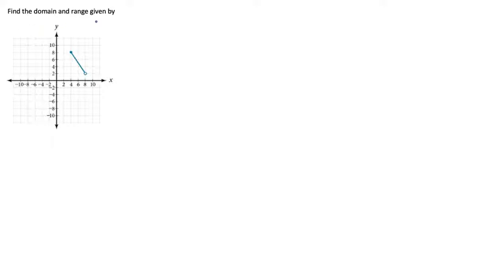Find the domain and range given by this graph right here. So it's basically, I guess we'll call it just a straight line, a little bit tilted. But we noticed a couple things. We noticed a closed circle on the left end here, and the open circle on the right end. Remember what that means?